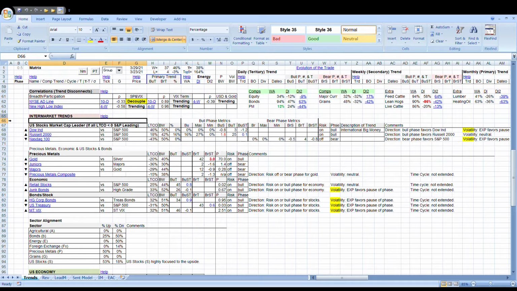Intermarket trends are a part of the informational flow. There's a lot of other information in the matrix, and it helps you define and understand what's driving this stock market.